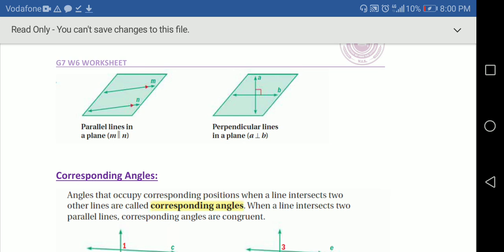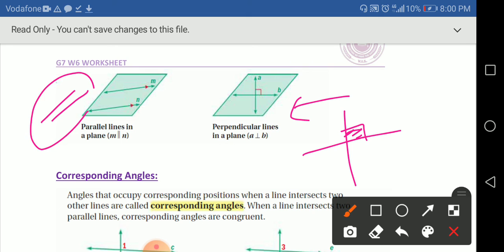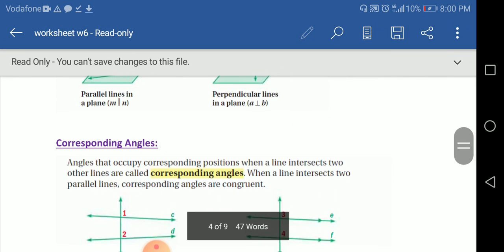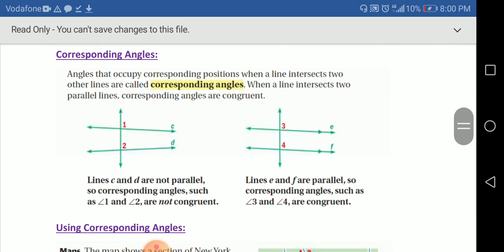So line M here is parallel to line N. Okay, what about this one? This is very easy. This is perpendicular. Perpendicular gives me 90 degrees. And I have a sign. Don't forget, this is the sign of parallel and this is the sign of perpendicular. Why? Because we are going to use them while we are solving. Now we are just introducing what we are going to do.